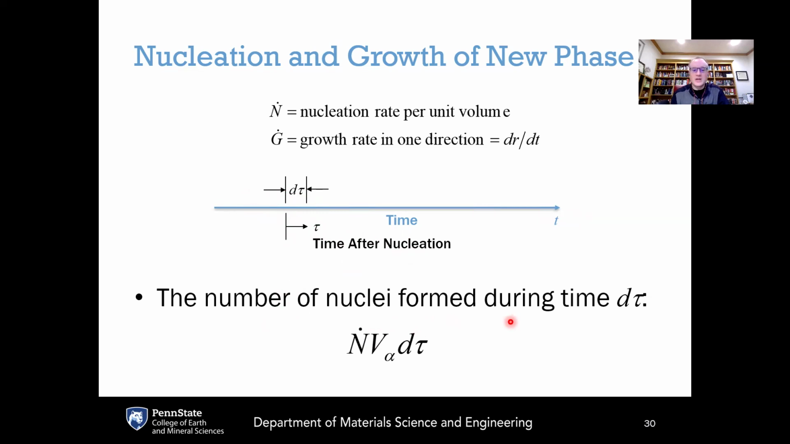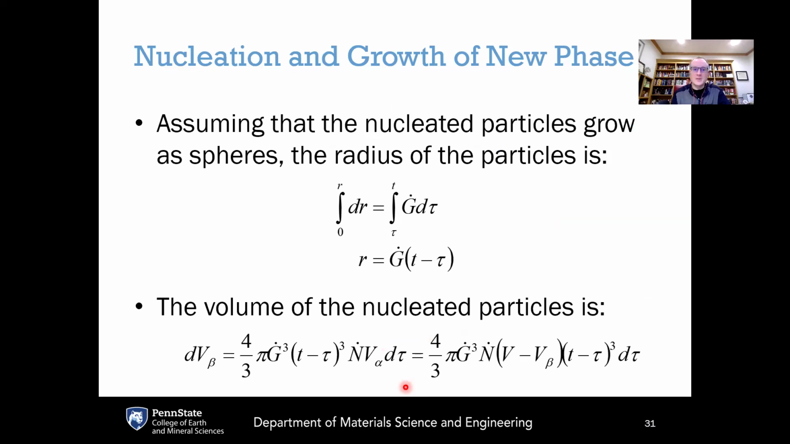The number of nuclei that form would be the nucleation rate here, N dot, times the volume of our initial phase here, V alpha, times the amount of time that has elapsed during nucleation, which is labeled here as d tau. So the product of all of these terms would give us the number of nuclei that formed during that time, d tau.